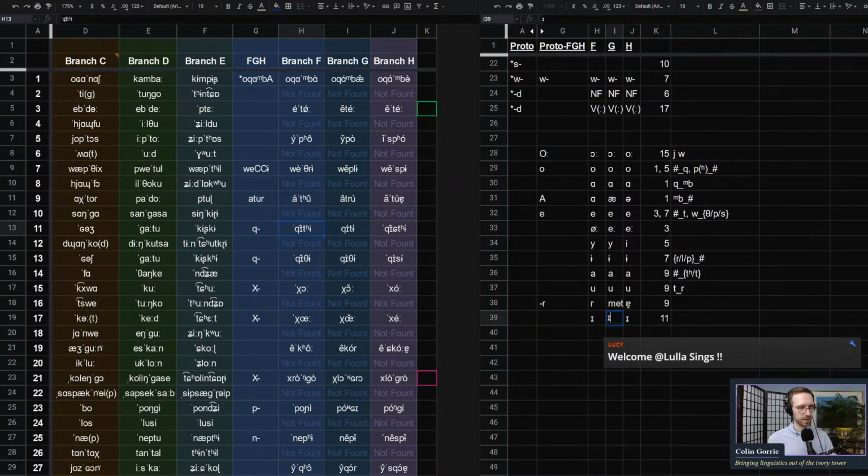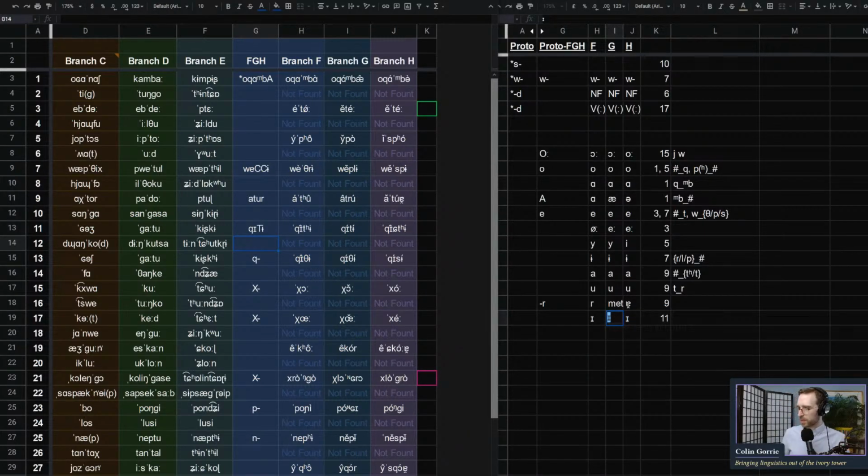So then I think we need to reconstruct. Sorry, let's just say, let's put a T here. And let's give it this. I'm not sure what's going on.